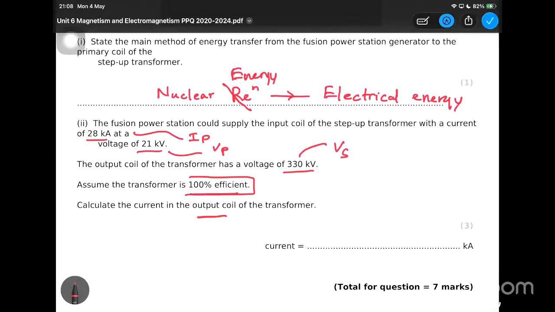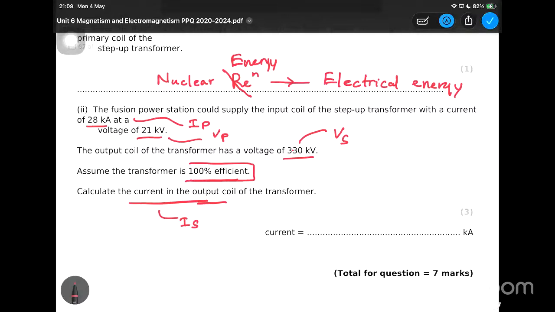They are asking for the current in the output coil, the I secondary value. So I'll start from the beginning. Power input will be equal to power output. Why? The reason is that we are assuming the transformer is 100% efficient, which means there won't be any sort of power wastage. Therefore we can write that the input power will be equal to the output power.